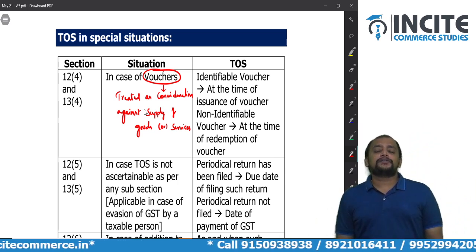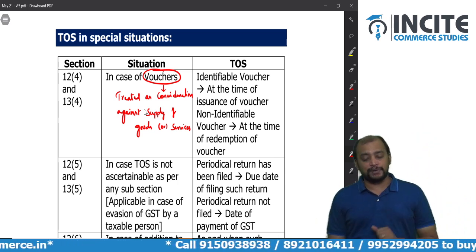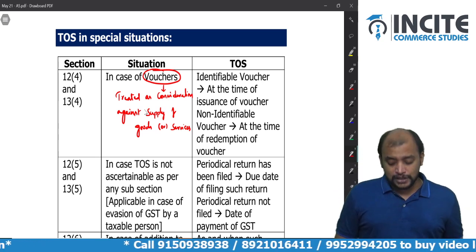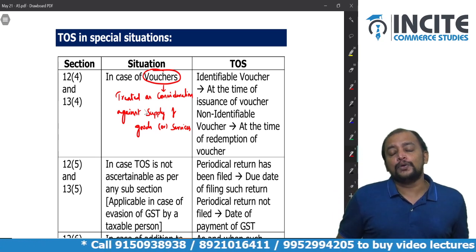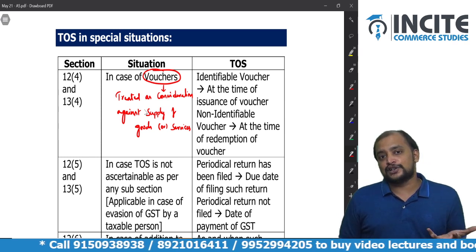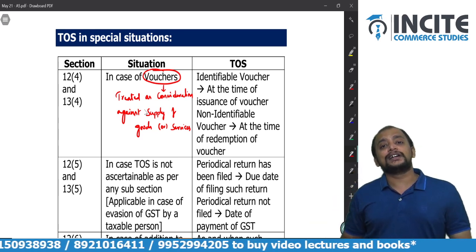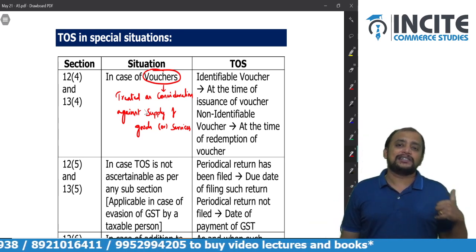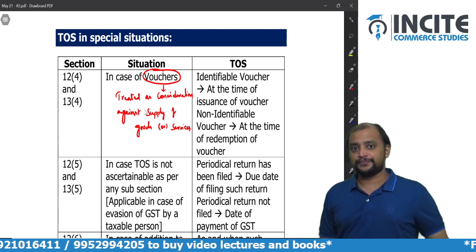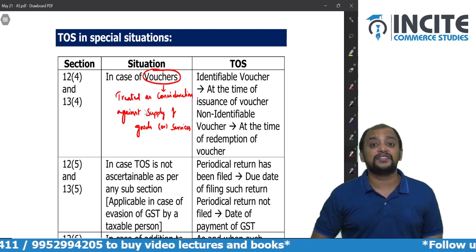Now, in case of an identifiable voucher, what will happen? You might get a doubt. Sir, in case of an identifiable voucher, it so happens that we pay GST now itself. But what if that person is not redeeming? Then unnecessarily we paid GST, which we can get as a refund if he is not redeeming.